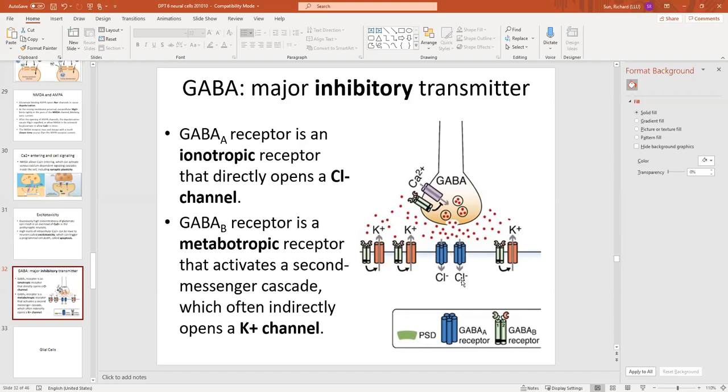Chloride flows in to cause hyperpolarization. GABA B is a metabotropic receptor. G protein opens the potassium channel, potassium flows out. It also causes hyperpolarization. So that's that. So GABA A, GABA B, this slide is basically a quiz question, right? GABA A opens the chloride, GABA A is ionotropic, GABA B is metabotropic, opens the potassium. So that's that. All right.